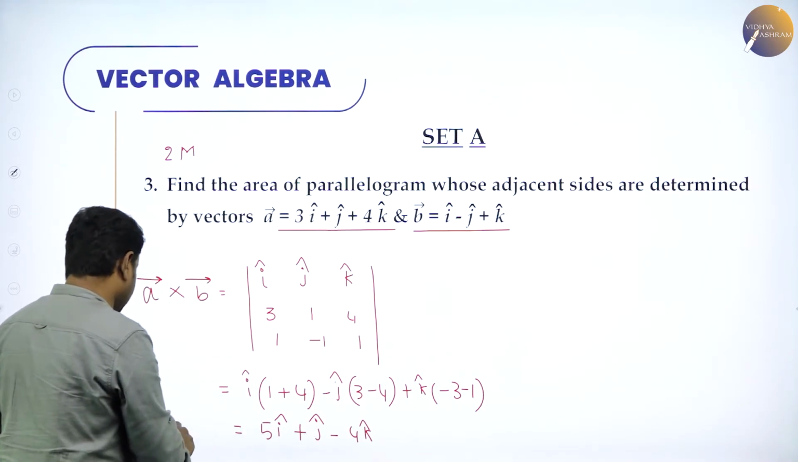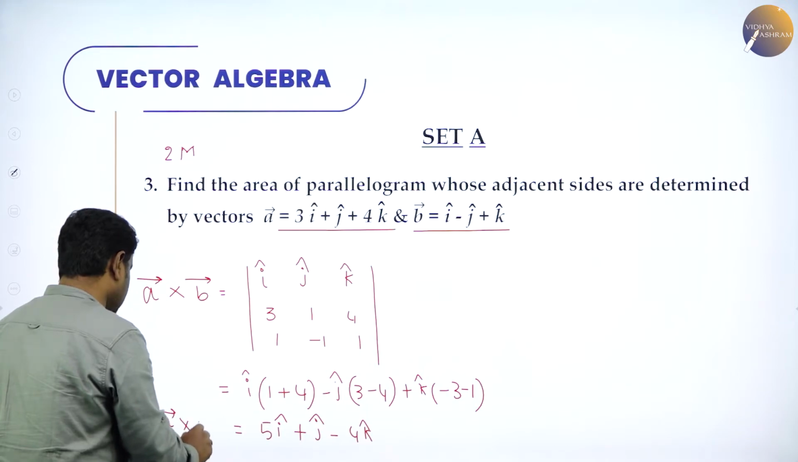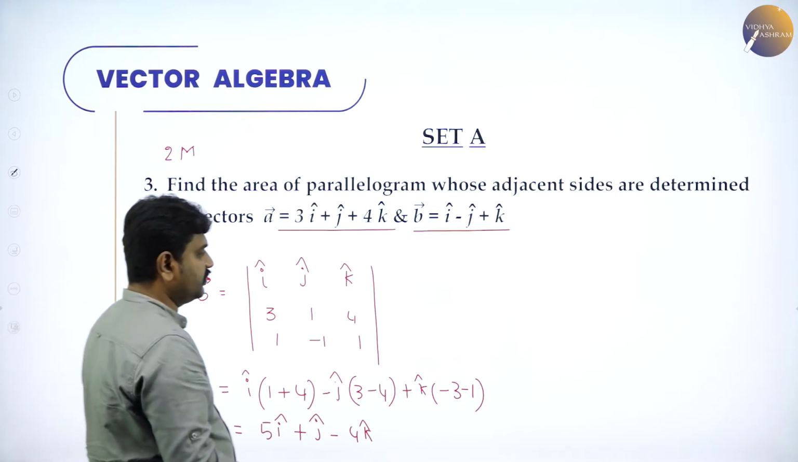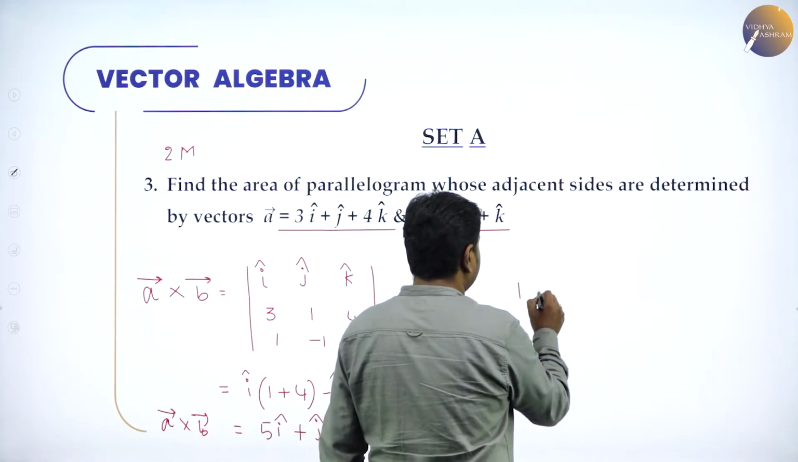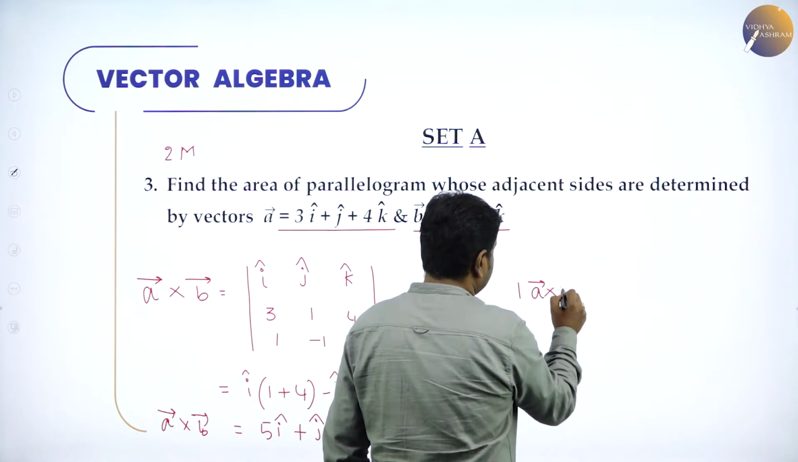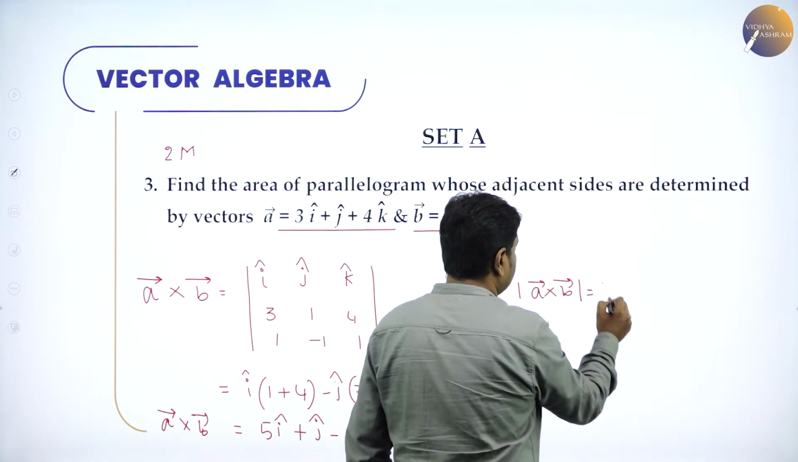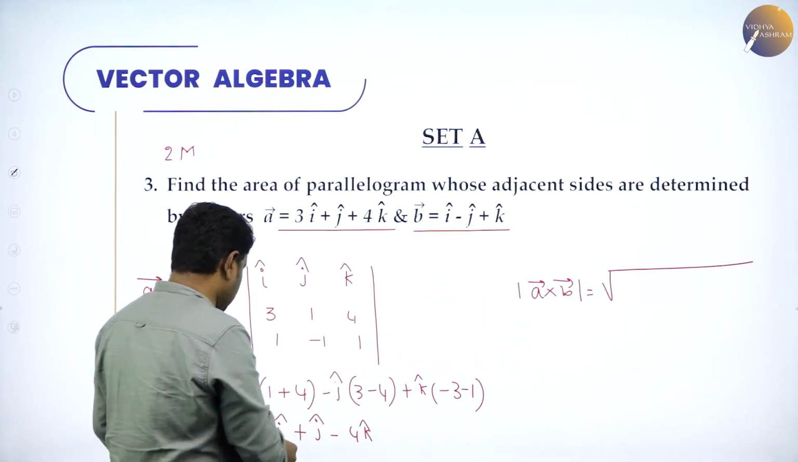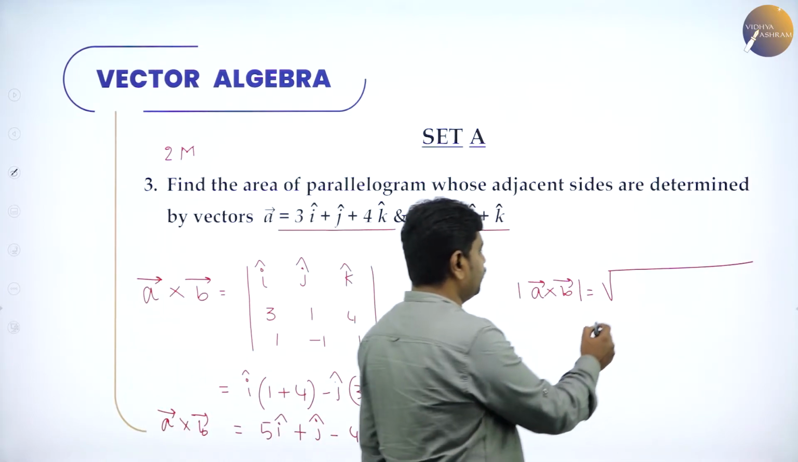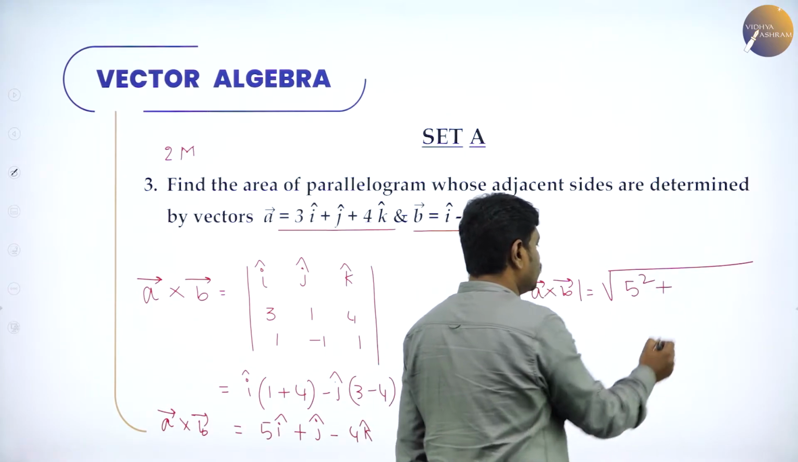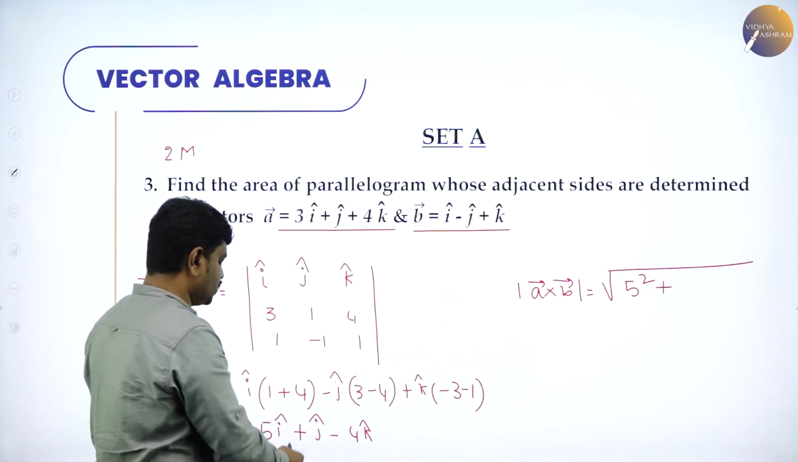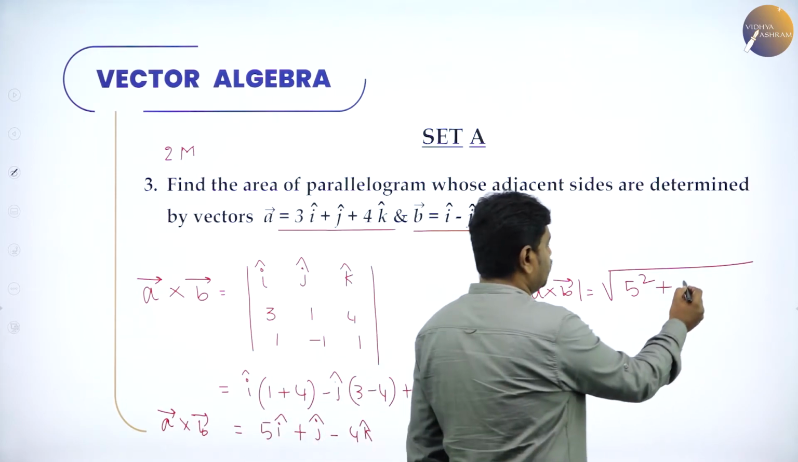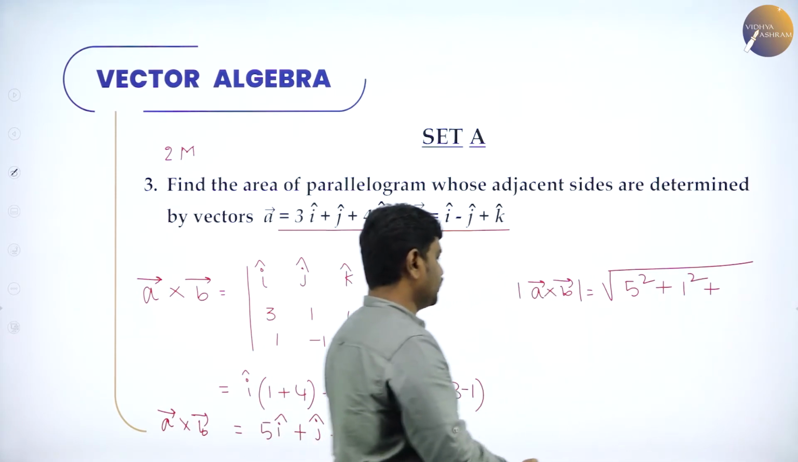So now we got a vector A cross B. So find magnitude of this. So let us find magnitude of vector A cross B. Magnitude of a vector means square root of squares of the coefficients. So what is the coefficient of i? 5 square plus coefficient of j. What is the coefficient of j? 1 square plus coefficient of k. What is coefficient of k?